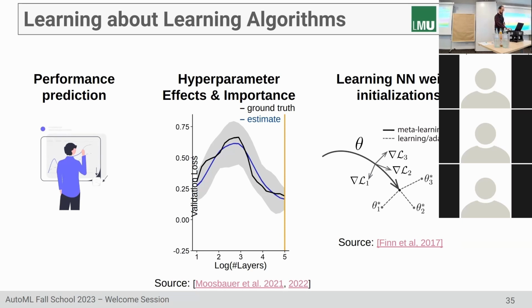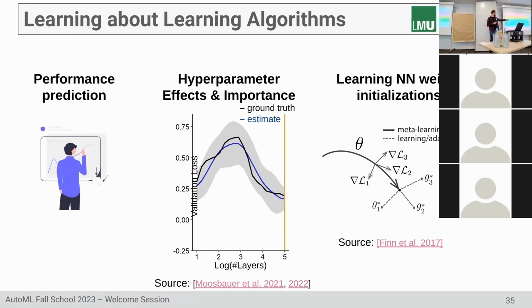Another very interesting and important thing is to actually learn about hyperparameter importance, hyperparameter effects. After doing a Bayesian optimization or some hyperparameter optimization, one can use hyperparameter importance methods. In this case here we have a picture of using the Gaussian process to compute a partial dependency plot of how a hyperparameter, in this case the number of layers, affects the validation loss of the neural network.